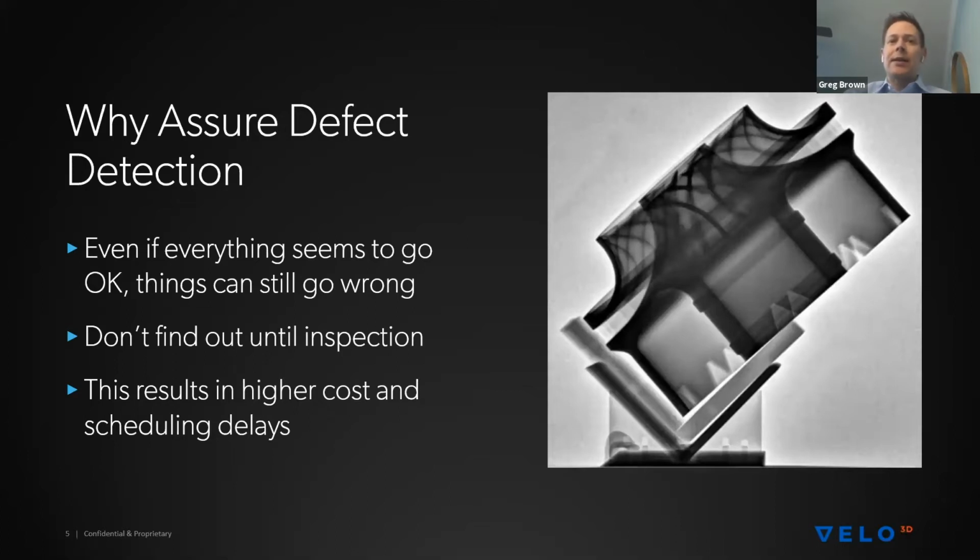The main answer to that is that even if everything seems to go okay, things can still go wrong during the laser powder bed fusion process. It's a complicated welding process, and every effort has been made to design the systems to be as robust and foolproof as possible to make sure that the parts are good at the other end. But that's not always possible, and it's very important to be able to identify excursions and quality deviations.